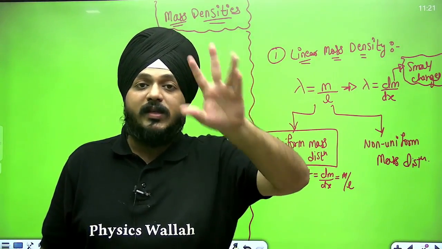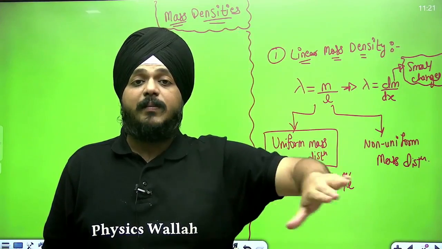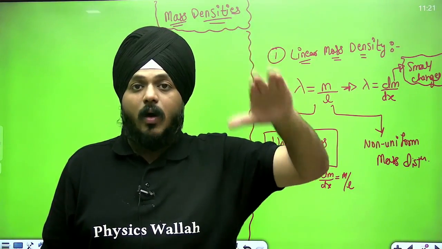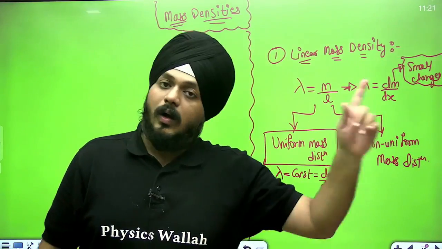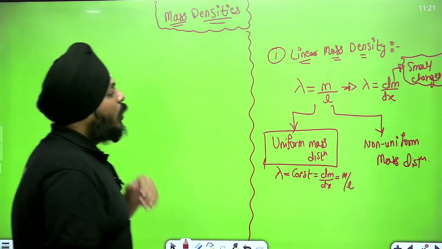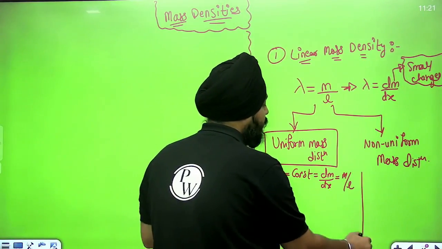Uniform mass distribution has two words: the linear mass density is constant, or it has uniform mass distribution. What does the non-uniform mass distribution tell us about?